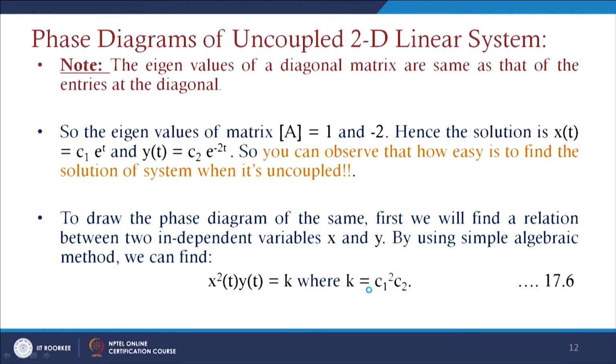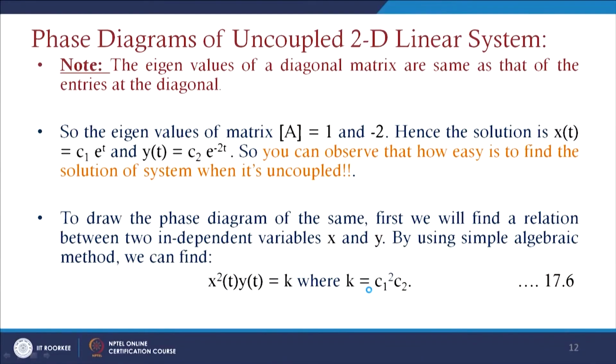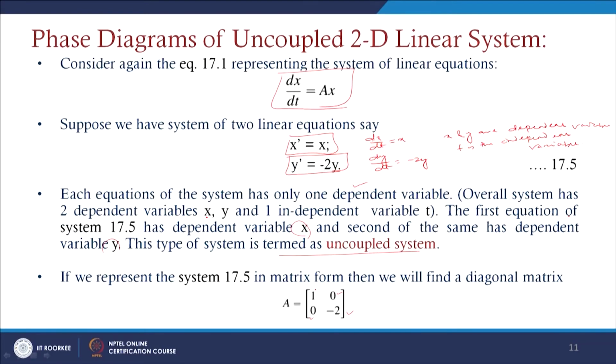The eigenvalues of this diagonal matrix are the same as the entries of the diagonal, since we already know that for an upper triangular or diagonal matrix, the diagonal elements are the eigenvalues. So the eigenvalues of matrix A are 1 and -2, which are the diagonal entries.